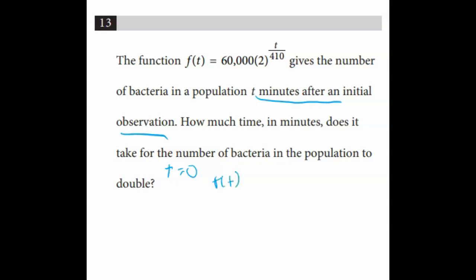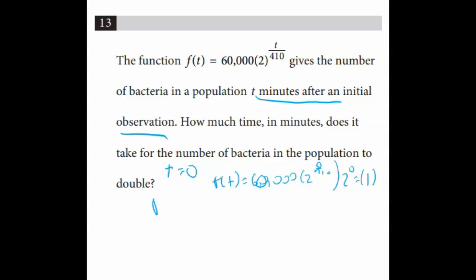We know it's f of t equals 60,000 times 2 to the power of t over 410. But we know t is 0, so it's going to be to the power of 0 over 410. And then looking at this, I know that 0 over 410 is 0. But anything to the power of 0, so 2 to the power of 0, actually is going to make it equal 1.